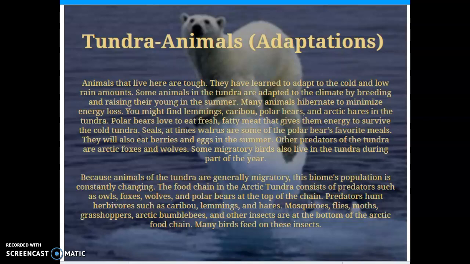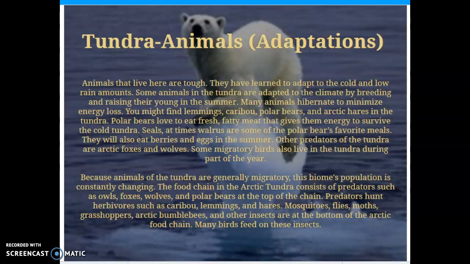Some birds migrate in and out of there, not a lot. Because the animals of the tundra are generally migratory, this biome's population is constantly changing. Migratory means that they move. When it's negative 50, that's a little too much. I'm going to move a little further down, maybe into the taiga where it's a little warmer.